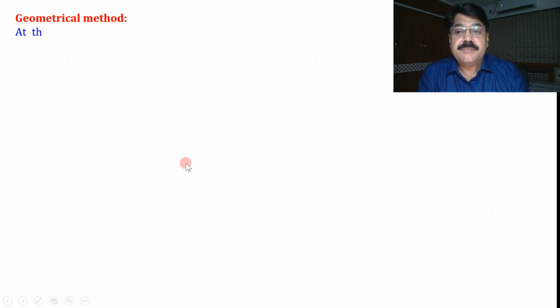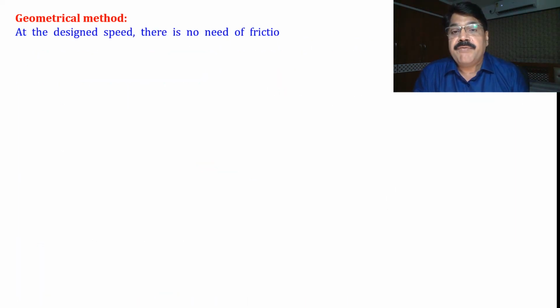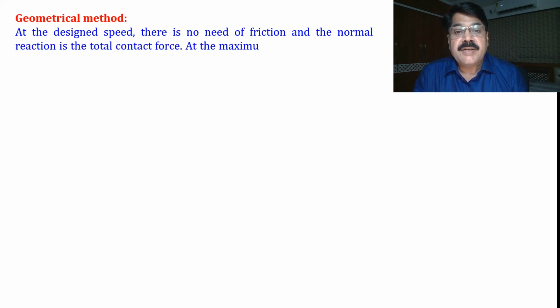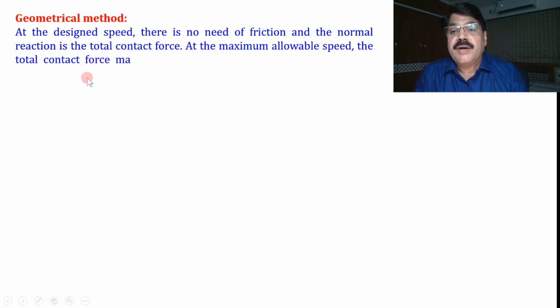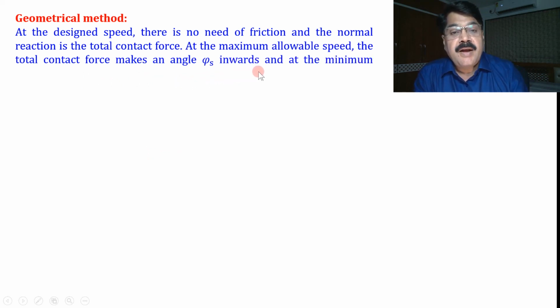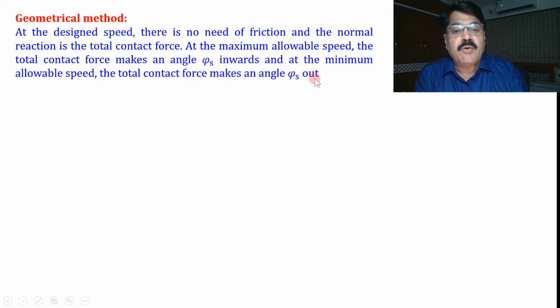Geometrical method. At the design speed, there is no need of friction and the normal reaction is the total contact force. At the maximum speed, the total contact force makes an angle phi s inwards, and at the minimum allowable speed, the total contact force makes an angle phi s outwards.